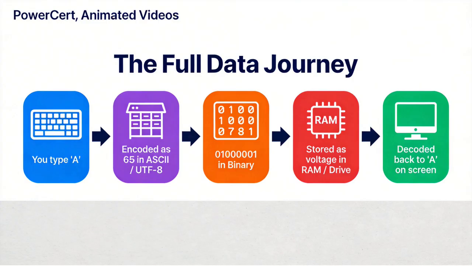When you need to display it, the computer reverses the process. Binary to number, number to character, character to pixel. And there's your A on screen. Every single thing on your computer, every word, every photo, every video game, every video is just this same process happening billions of times per second.